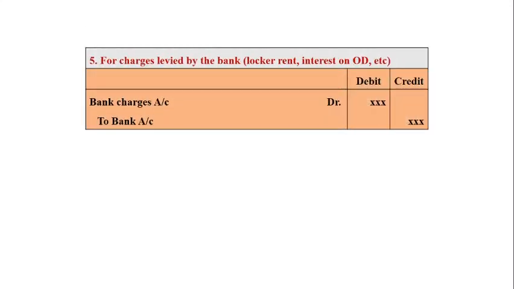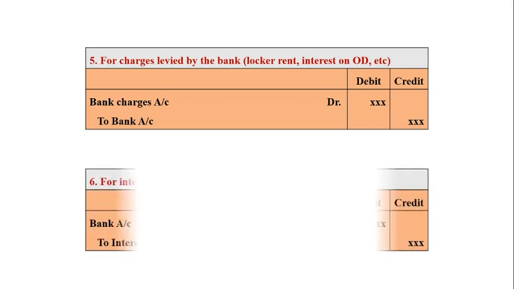5. For charges levied by the bank, locker rent, interest on OD, etc. Now accounts involved here are bank charges and bank. Bank charges is a nominal account. The rule is debit all expenses and losses and credit all incomes and gains. Here bank charge is an expense and therefore it is debited. The bank account is credited as the giver. Therefore the journal entry is bank charges account debtor to bank account.